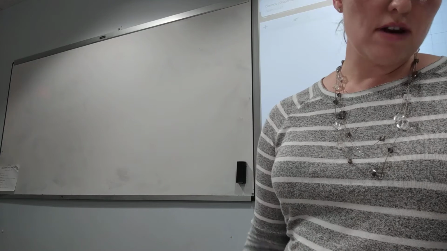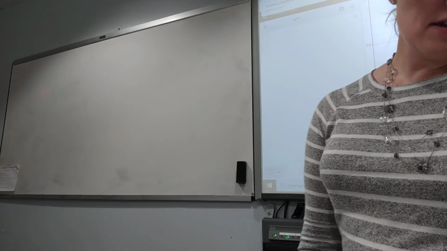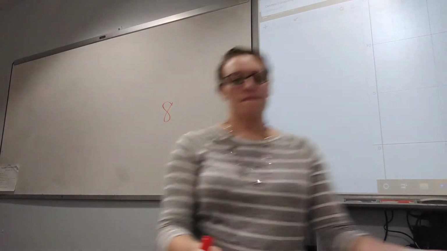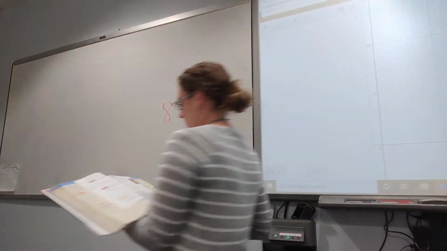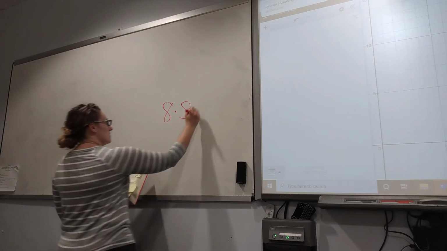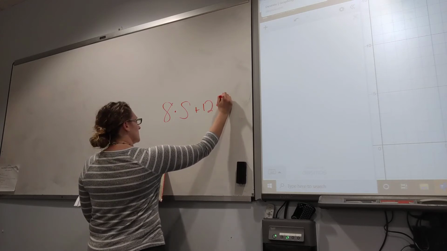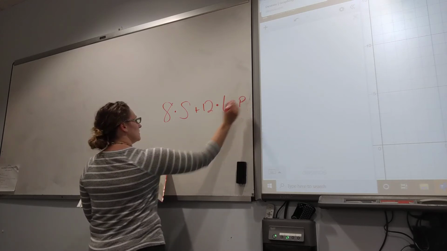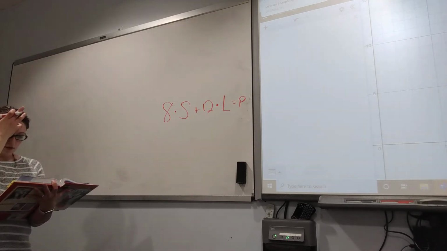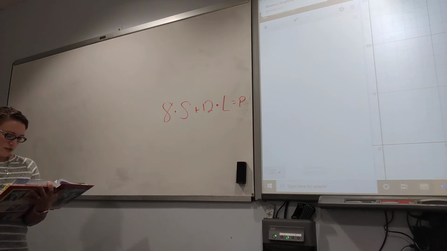So the solution says write a verbal model, then write an equation. If you look at your book, capacity of small van is 8, times S, the small van, plus 12 times L, the large van, equals P. I'm going to run out of room. So passengers. Okay. Because your class could fill 15 small vans and 2 large vans, use 15 and 2.